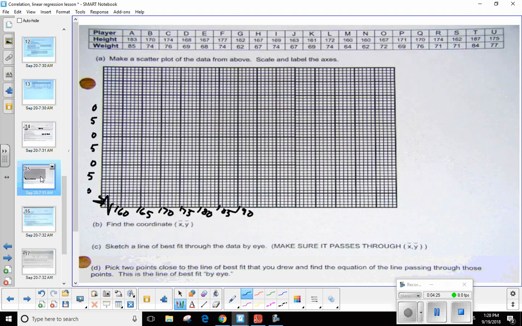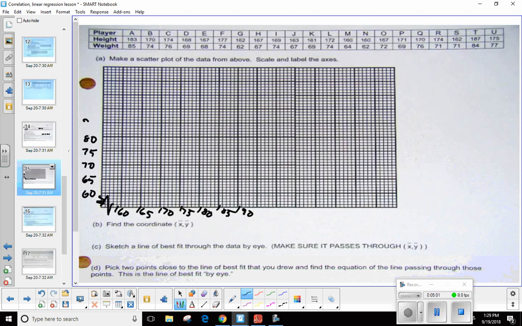Okay, so A, make a scatter plot of the data from above. Okay, so I've already scaled mine right here. You'll notice that kind of got cut off right there, so I'll simply redo that. Let's see here. I think the lowest weight we have, looks to me like 60 might be the lowest. Do you see any less than that? No? Okay, so I'm going to start this at 60. And then we'll say 65, 70, 75, 80. What's the highest we got to go?